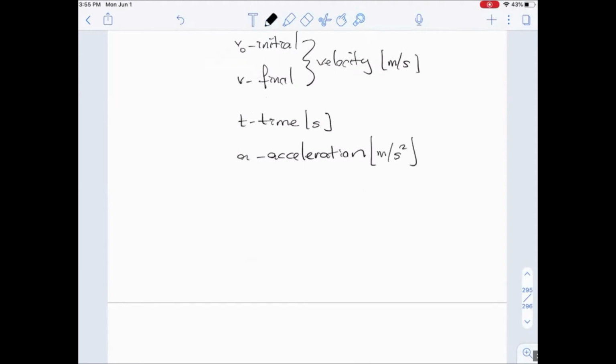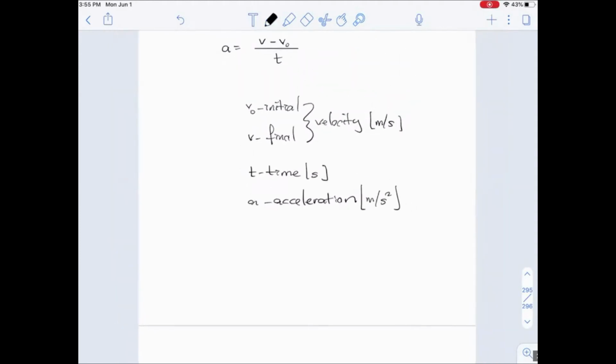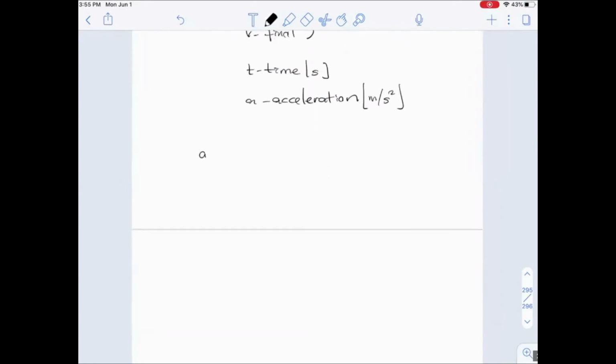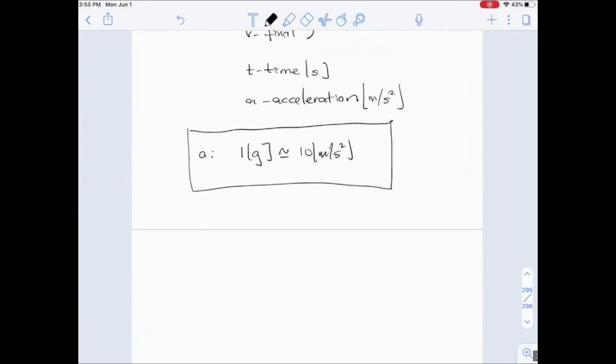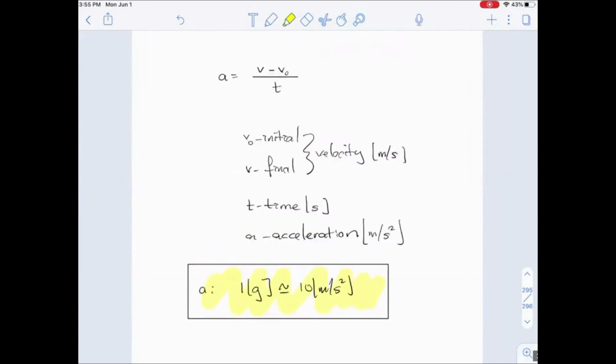We're not going to worry about expressing acceleration in terms of meters per second squared. Instead, we'll express it in terms of G's for safety reasons. So the acceleration is going to be expressed in terms of G's. 1 G roughly, okay, so if you see a wiggle like this, it's an approximation. 1 G roughly is 10 meters per second squared. All right, so that's what we will get to use for acceleration.